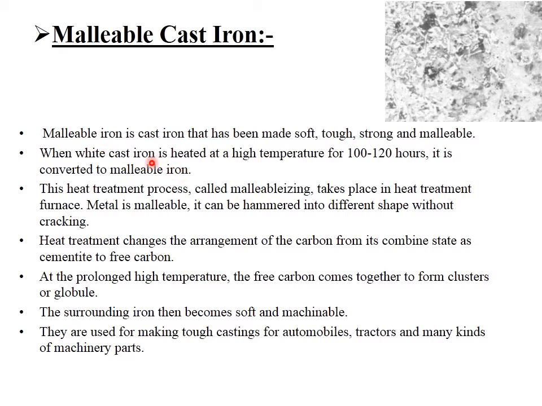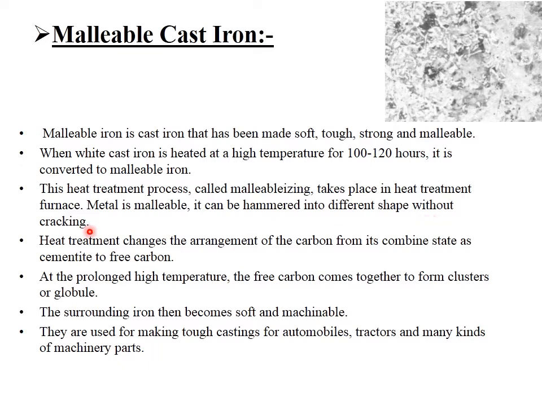When white cast iron is heated at a higher temperature for more than 100 hours, it gets converted to malleable iron. Now there is a purpose behind this heat treatment of the white cast iron. Because we know that in white cast iron the carbons are not in a free state. The carbons are chemically reacted with the iron and form cementite, basically Fe3C. So what happens when you heat white cast iron at a higher temperature for a prolonged period of time?